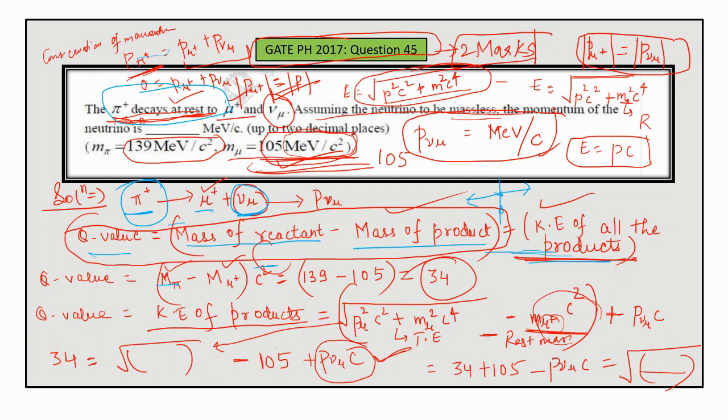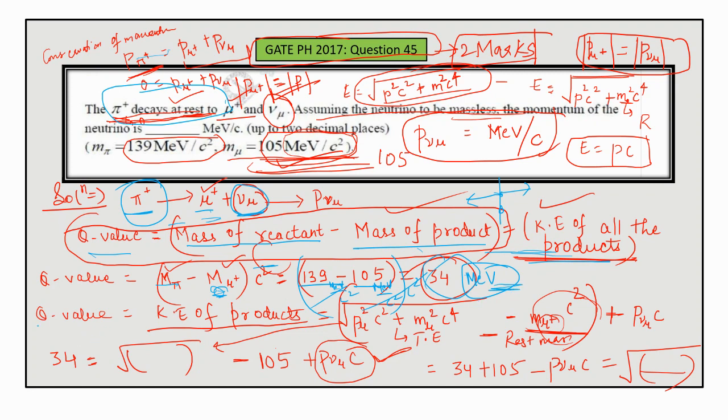This is pion minus muon. So 139 minus 105. Why am I not including C square here? Because C square will cancel, because muon and pion masses are given in terms of MeV by C square. So I'll get the value 34. Now use the other part of the formula. MeV, because 139 MeV by C square has C square outside. So C square cancels, and it will be MeV.